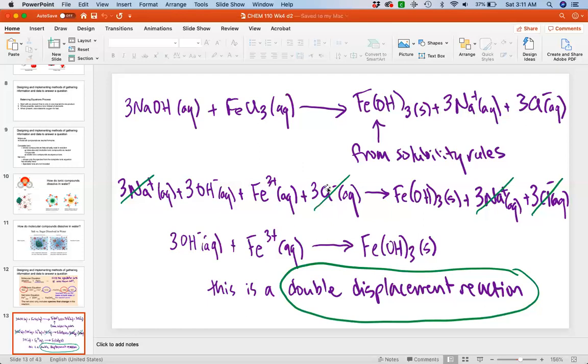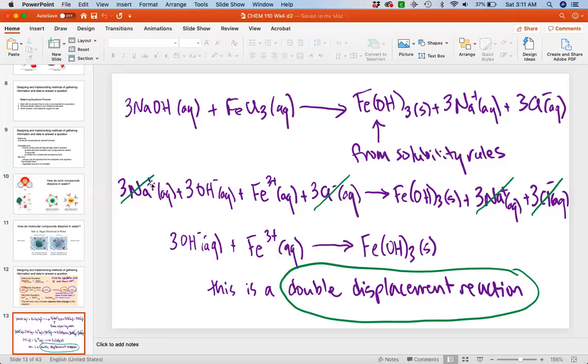Then our iron hydroxide, because it is a solid precipitate, stays together. It doesn't get separated out into its ions. And then we have our 3 sodium ions and our 3 chloride ions.